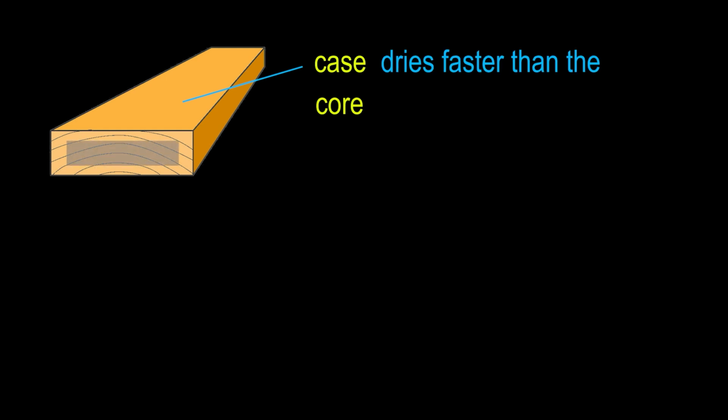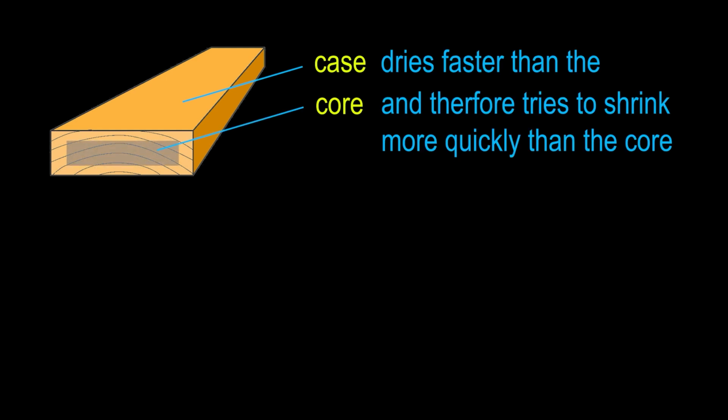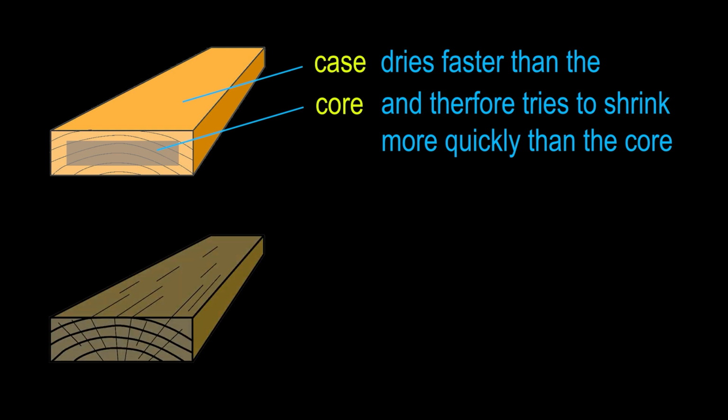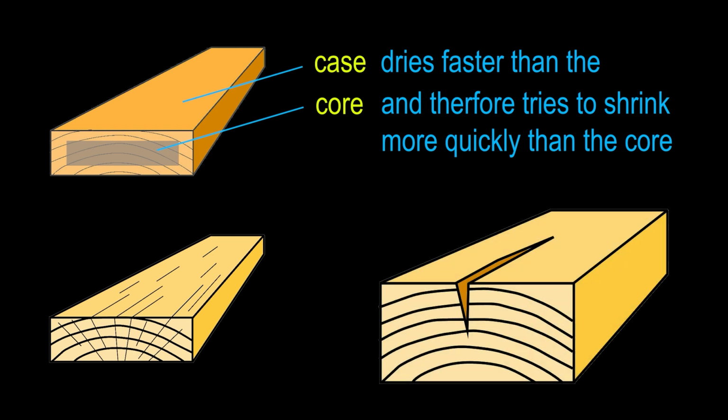The outside or case of a piece of timber always dries faster than the core, and therefore tries to shrink more quickly. If the surface tension increases to a point where the fibers can no longer hold together, cracks will develop to relieve the stresses. These cracks are called surface checks.